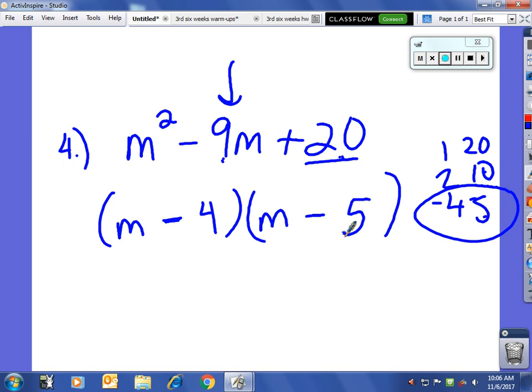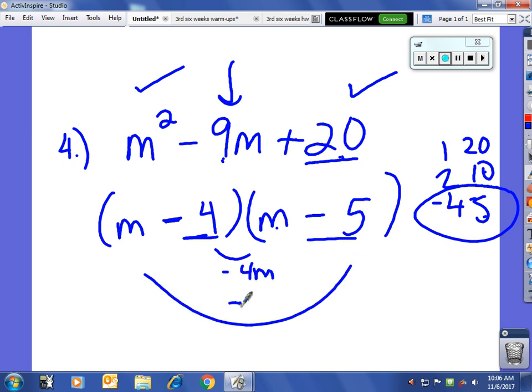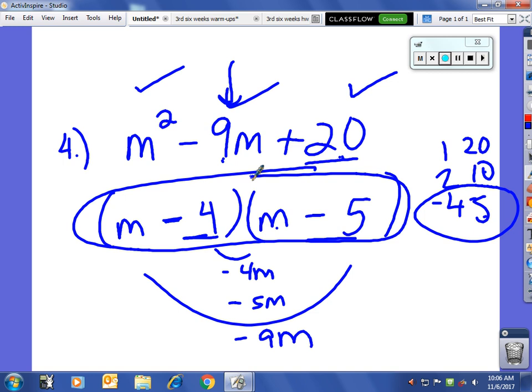Now make sure everything works. M times m is m squared. Negative 4 times negative 5 is positive 20. And my inside total is negative 4m. My outside total is negative 5m. Sure enough, it gives me what I needed in the middle. And that means I know I'm right. That definitely works. What else? Anything else?